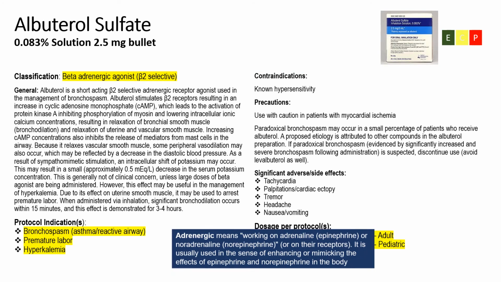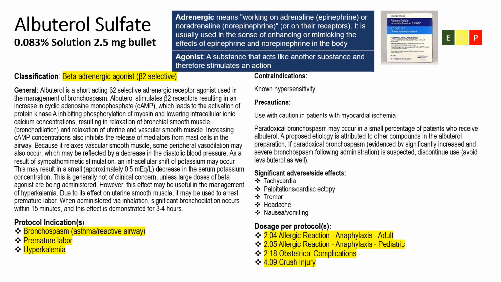It is important for providers to understand that even though a specific medication may be, like in this case, a beta adrenergic agonist, beta 2 selective, that medication still has other properties. So it still has beta 1 properties. So you may see some side effects going along with the administration of this medication, such as tachycardia, palpitations, or cardiac ectopy on the cardiac monitor. Some people may get a tremor or a headache or nausea or vomiting.